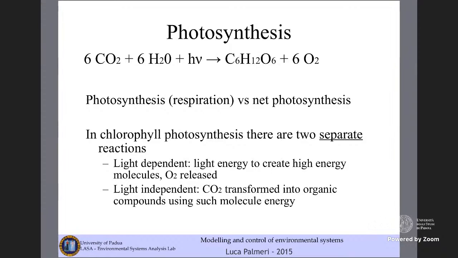I recall you also that in chlorophyll photosynthesis, we may individuate two separate reactions, the so-called light-dependent reaction, in which light energy is employed to create high-energy molecules and release oxygen. Remember, there is the light-independent reaction in which CO2 is transformed into organic compounds, and the energy that can be derived from these molecules may be employed as energy for this process.